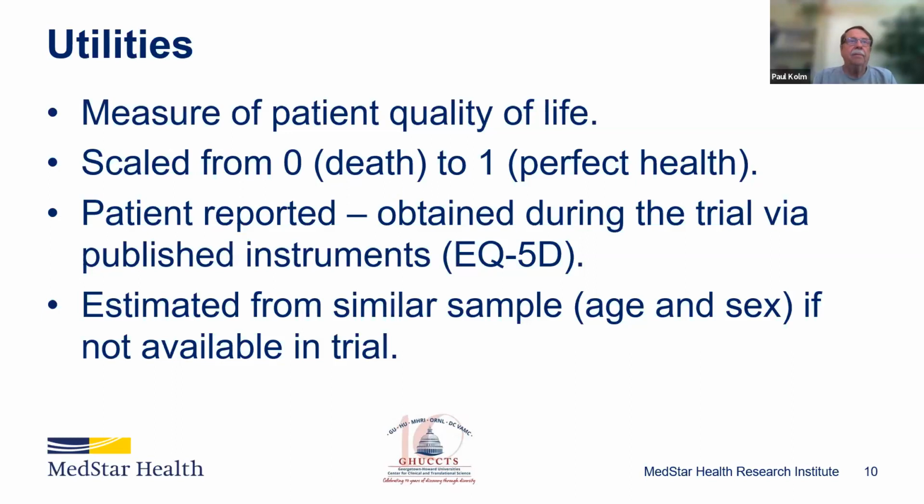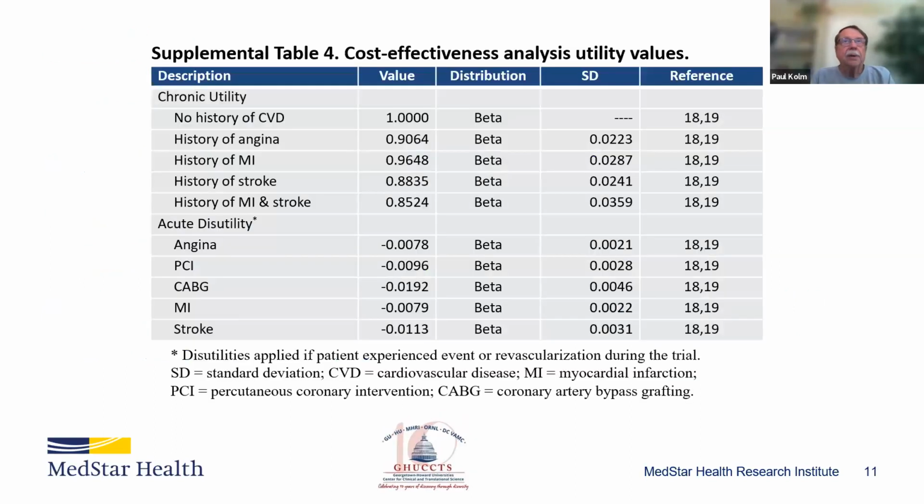If we don't have patient-reported utilities, then we'll have to estimate them from a similar sample, which usually you can do really only by age and sex. So if we don't have actual patient-reported outcomes, then we'll have to find some source to estimate what the utility might be. And so here's an example of utility values from a recent study that we did.